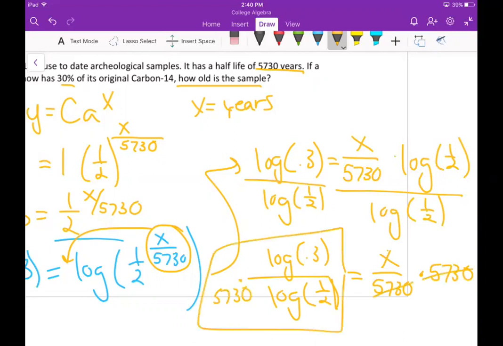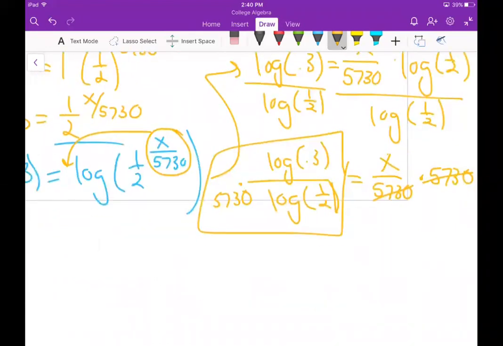This is now what you can plug into your calculator. Test it out. Make sure you get all your parentheses in the right place. That 5,730 is being multiplied out front, so it's just being multiplied. Let me make sure that looks correct. There you go. Okay, and plugging that in, you should get an x value here of 9,952, rounding to the nearest hundredth, 0.81.